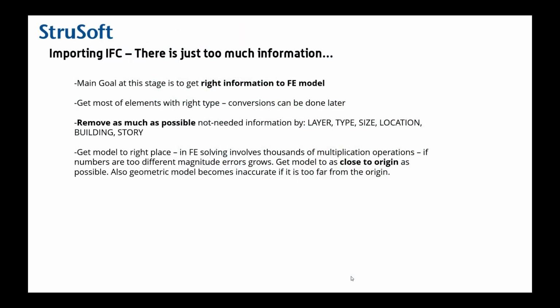So the main goal in this stage is to get the right information to the finite element model and get most of the elements with the right type. If there's a wrong type, we can handle it with conversions later. And then, of course, it's important that the elements are close to the origin, because we do a lot of multiplications in the finite element analysis, and you lose accuracy when you do like 1,000 multiplications of big numbers. So we roughly want the same magnitude numbers in finite element analysis.